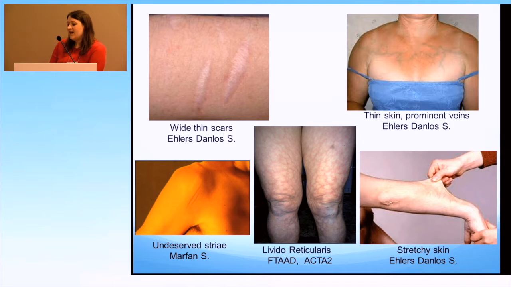And then again, kind of the skin findings. So with Ehlers-Danlos, the thin skin, the prominent veins, the livedo reticularis, which is kind of that lacy rash here on the bottom. The stretchy skin, and then also the poor skin healing or the wide, thin scars. And so, we often ask people, my favorite question is, did you have any party tricks when you were a teenager? So can you pop anything in and out? Does anything stretch? And oftentimes we identify things that way.